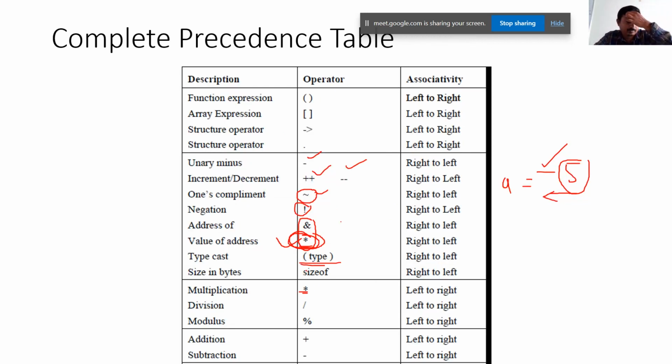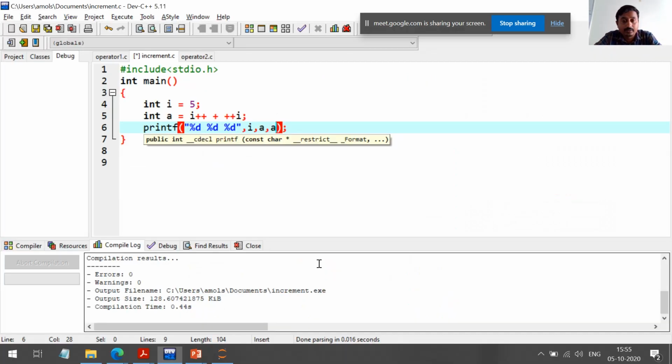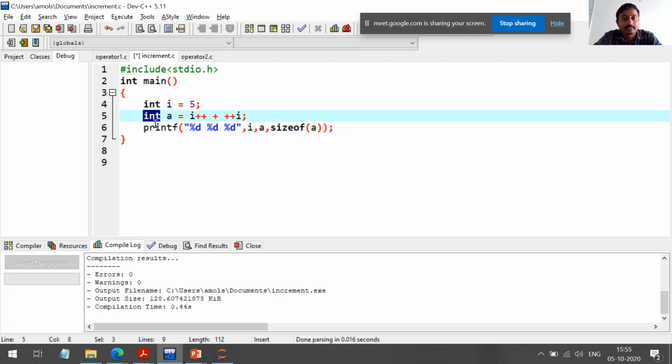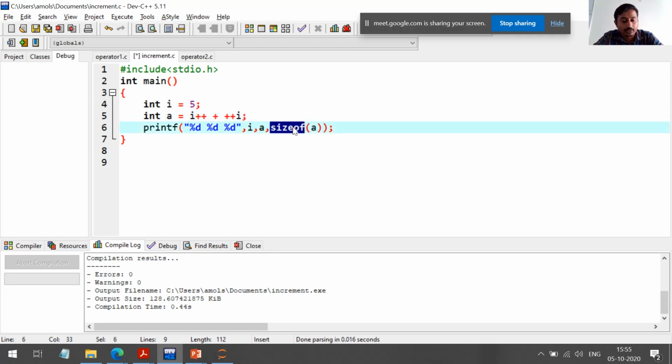Then we have the sizeof operator. Let me show you the result of sizeof. Sizeof gives the number of bytes required to store that variable. Now I will get the number of bytes required to store A. In GCC we require 4 bytes to store an integer variable. A is an integer, so we require 4 bytes. So the sizeof operator gives me that.